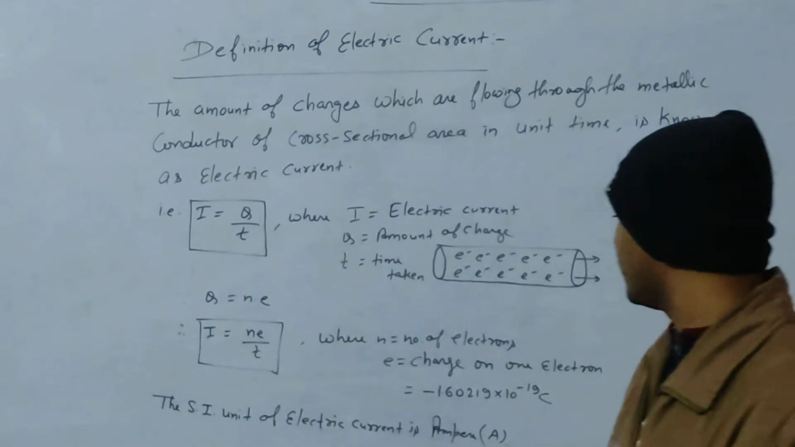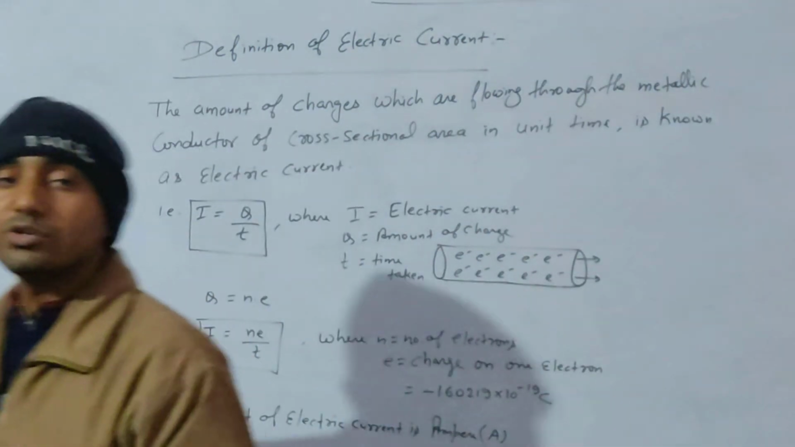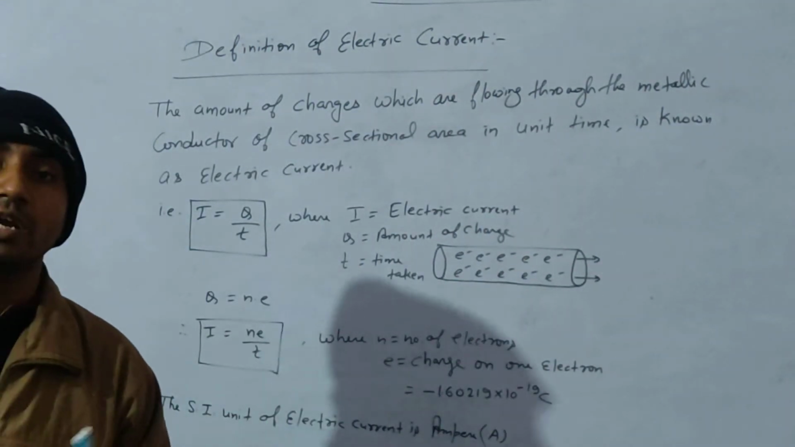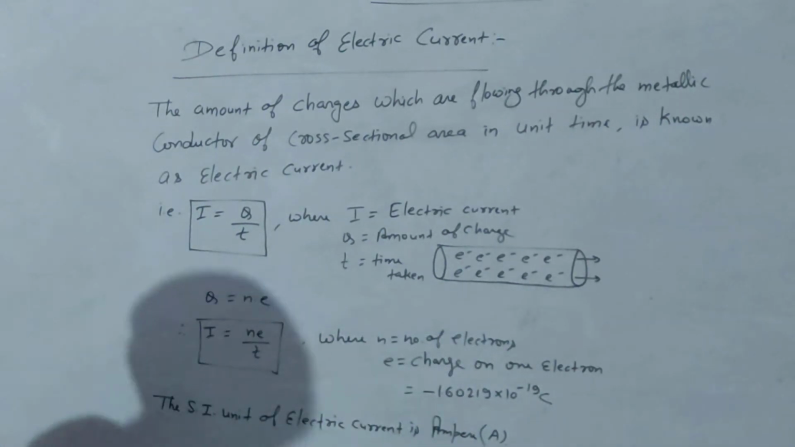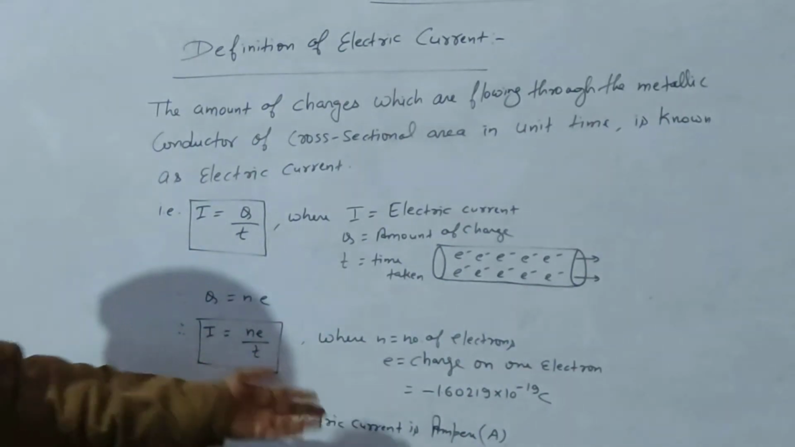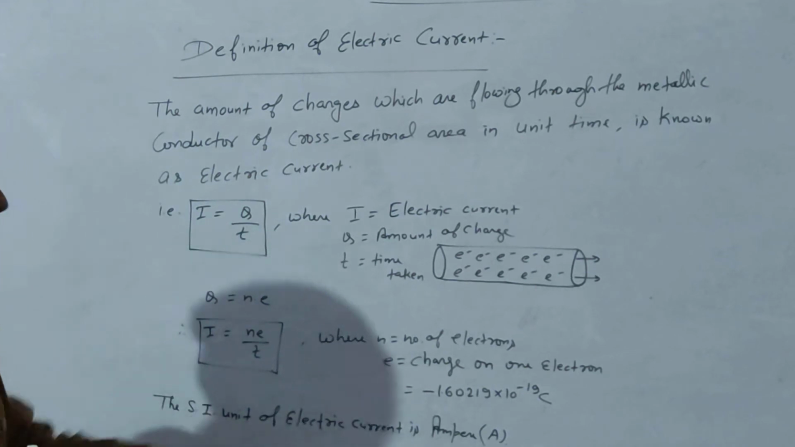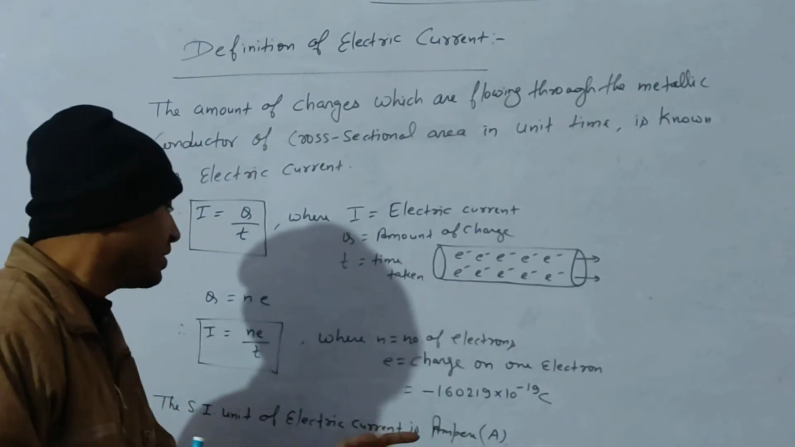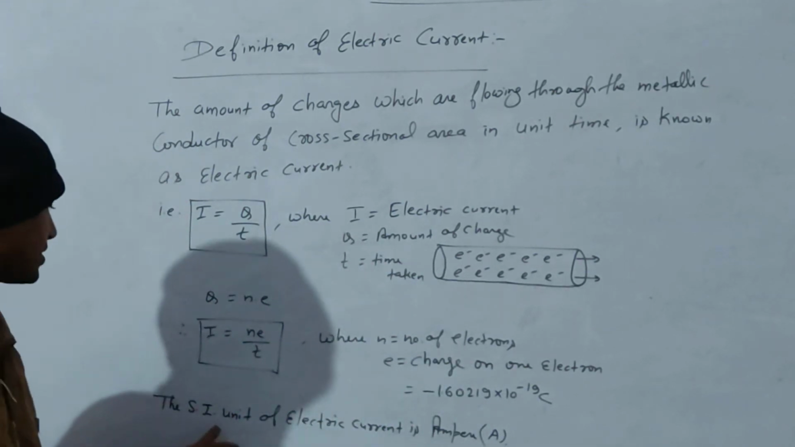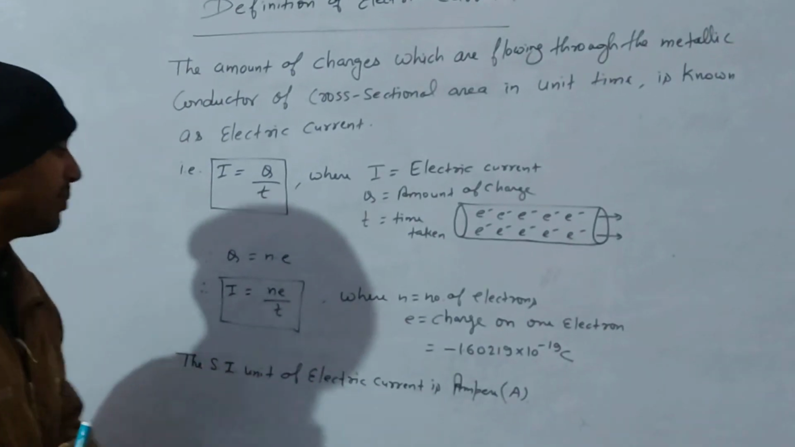And the SI unit of electric current is the ampere. The name of the scientist is Ampere, and that's why the credit for the SI unit of electric current is given to him.